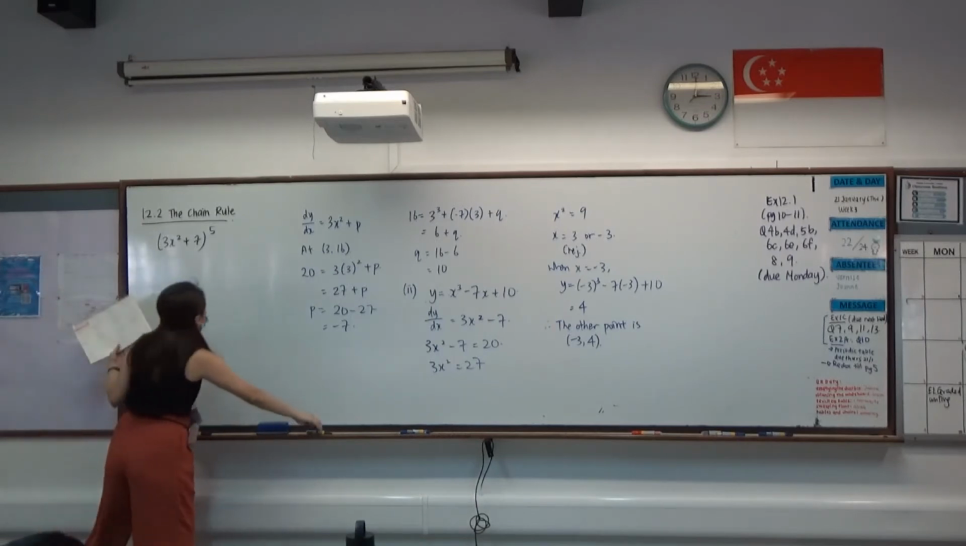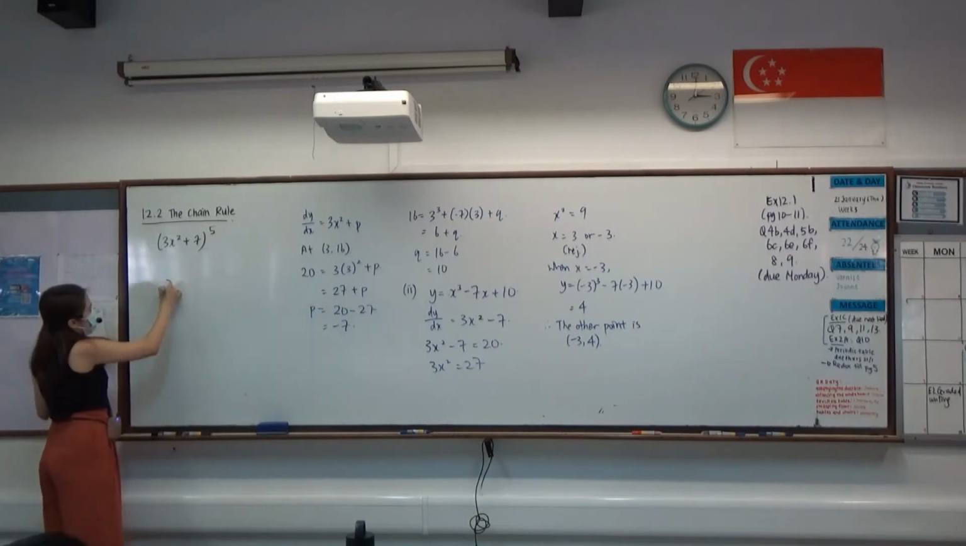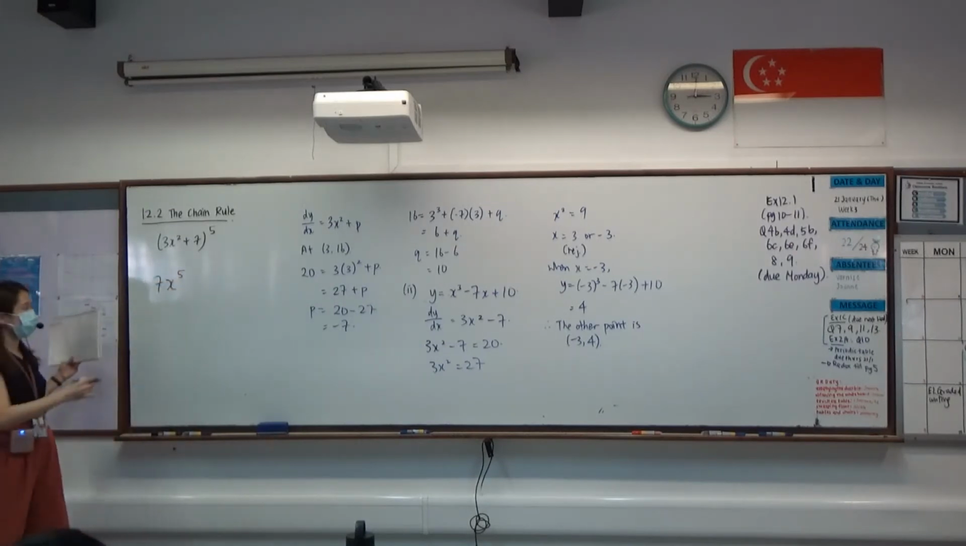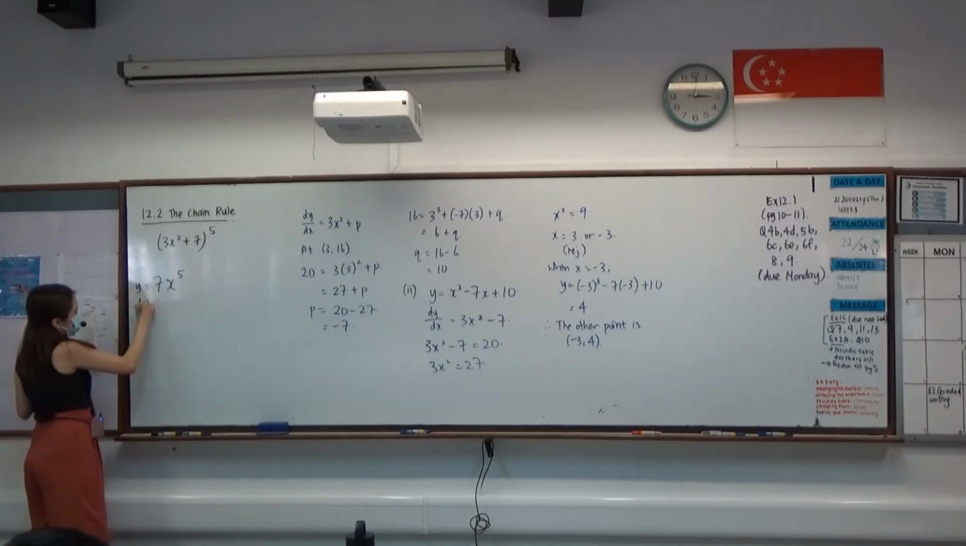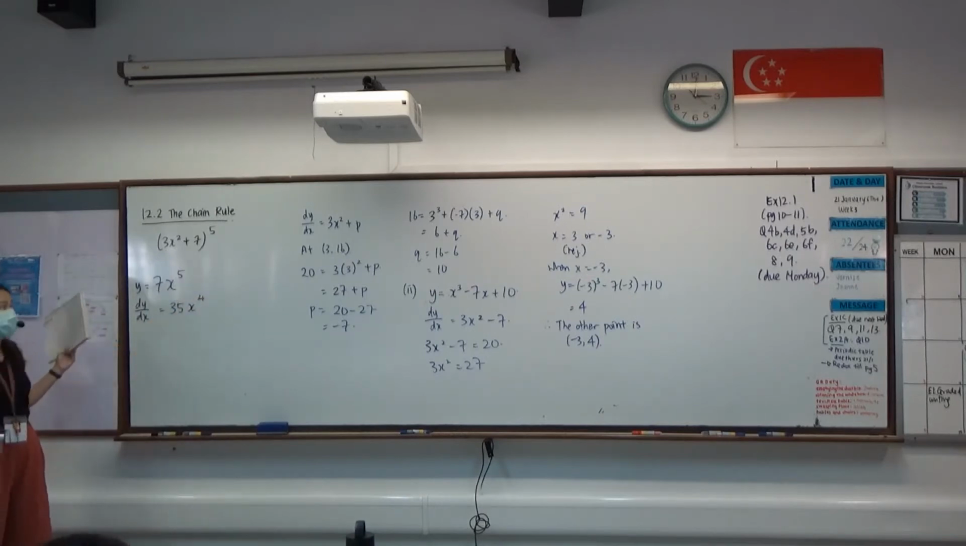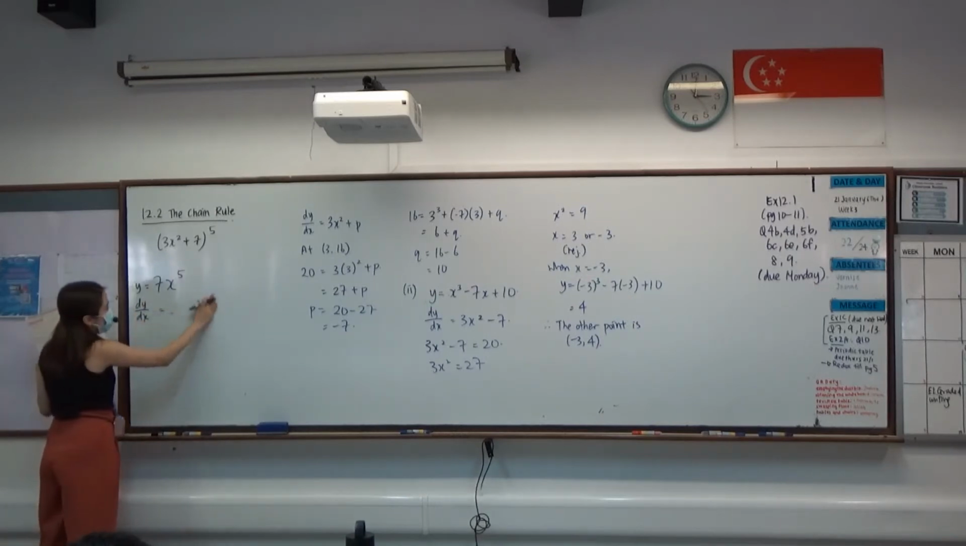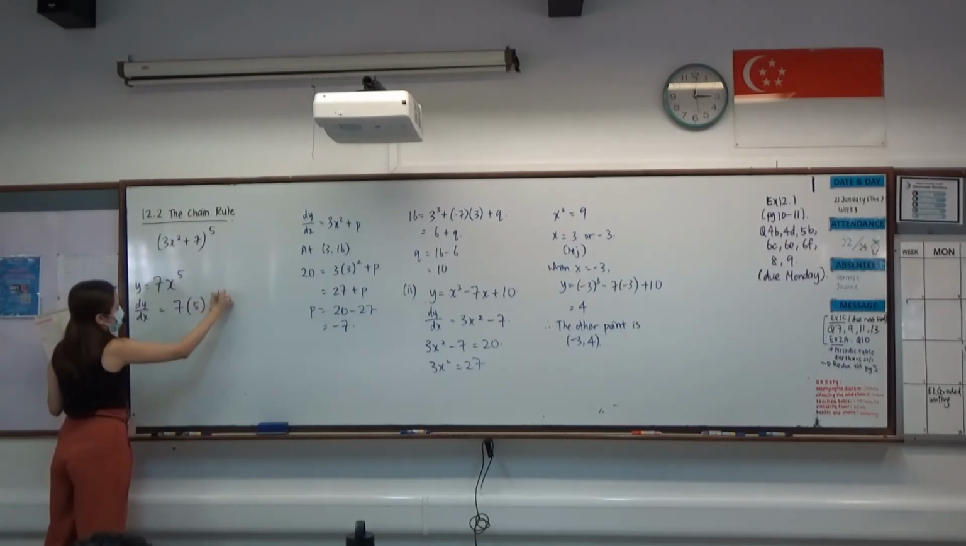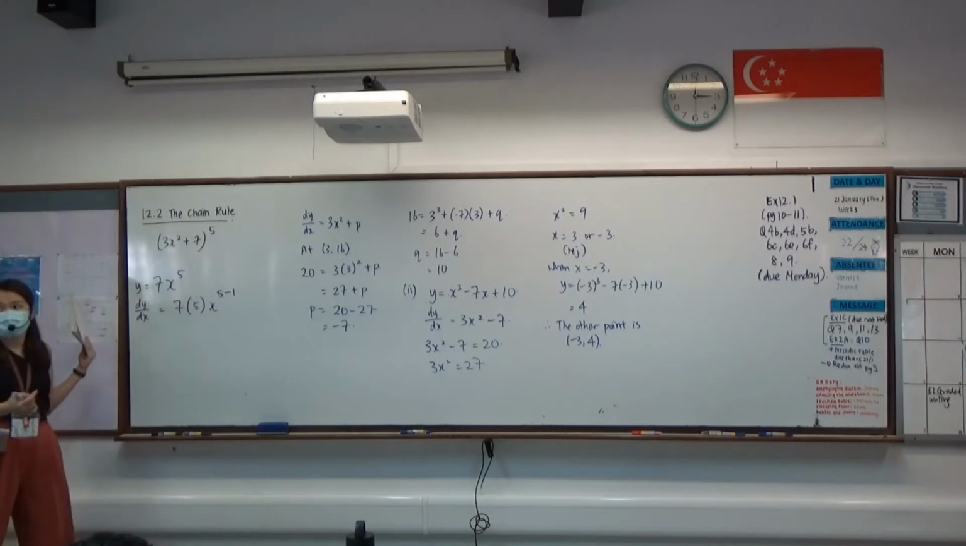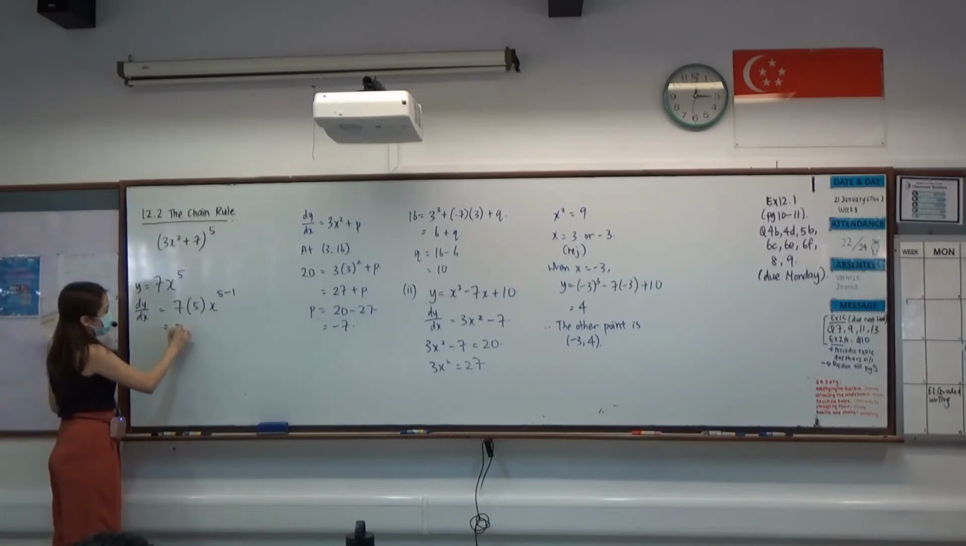So if you recall, our power rule is about trying to differentiate things such as 7x to the power of 5. So in our power rule, to differentiate this, we get this. Okay? And to get this one, the whole process was that we bring down the power and power minus 1. Okay? So that we can get this.